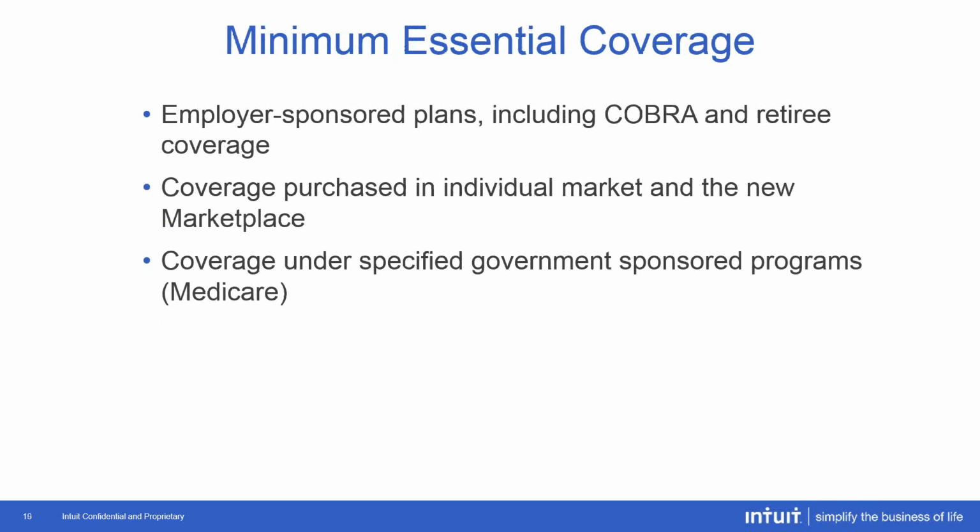What's considered minimum essential coverage? Employer-sponsored plans, including COBRA and retiree coverage, coverage purchased in an individual market and new marketplace, coverage under specified government-sponsored plans, such as Medicare. And if you look in the 8965 instructions, they do a good job elaborating exactly what minimum essential coverage is all about. They get into if you have foreign coverage, does that qualify?